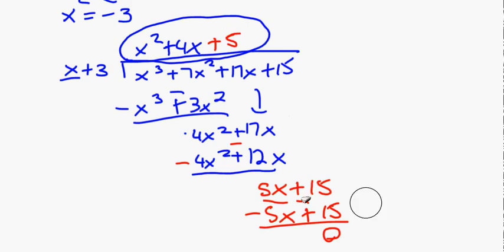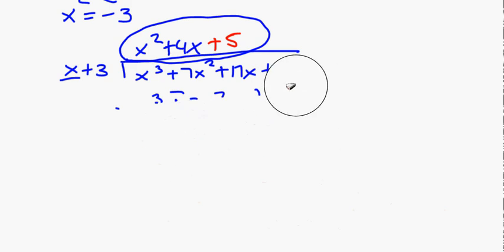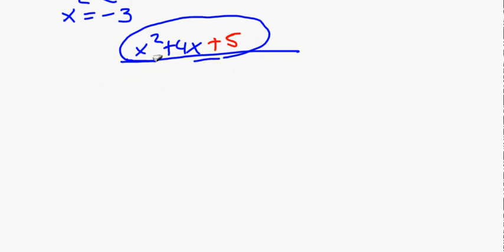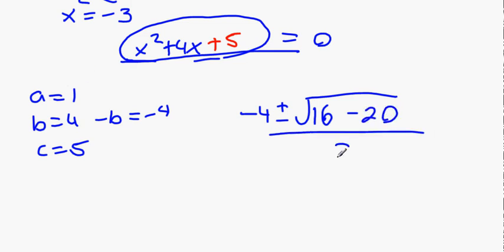Now once we have this other factor, what we've got to do then is go about solving it. To go about solving it, we do the minus b formula, we put it equal to 0, and we say let a equal 1, b equal 4, minus b equal to minus 4, then c equals 5. Do the minus b formula, minus 4 plus or minus square root of b squared, which is 16, minus 4ac. 4 times 1 times 5 is minus 20, all over 2.